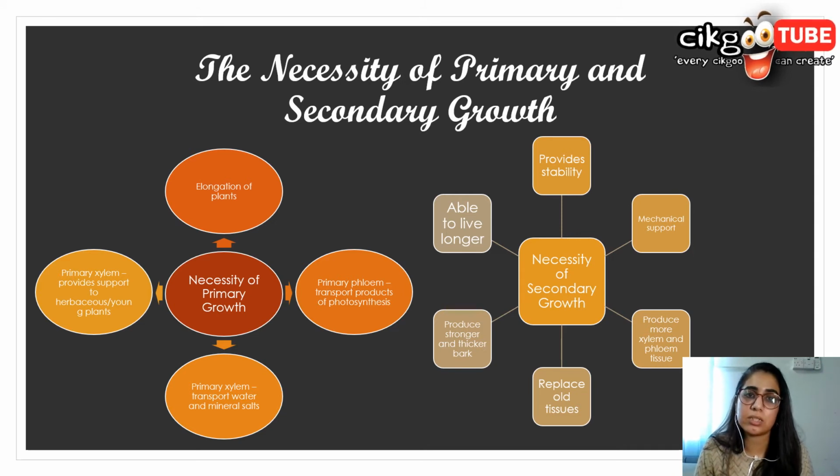Now, secondary growth is important so that the plant is stable throughout its life. It provides stability and mechanical support. It produces more xylem and phloem so that more water and nutrients can be transported throughout the plant. As you are growing, you need more nutrients, correct or not? Even you, when you are growing, you need more nutrients. Same goes with plants. Secondary growth is also important to replace old tissues, and it can produce a stronger and thicker bark to prevent microorganism attack, or any other thing, weather kind of thing, and also so that the plants can live longer. So that's why secondary growth is also very important.